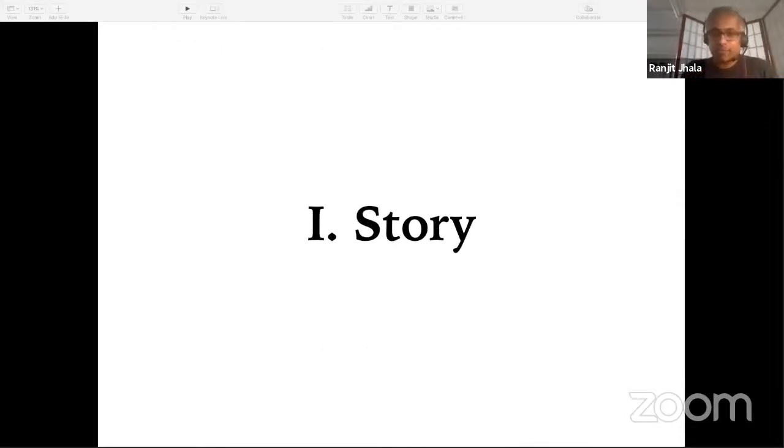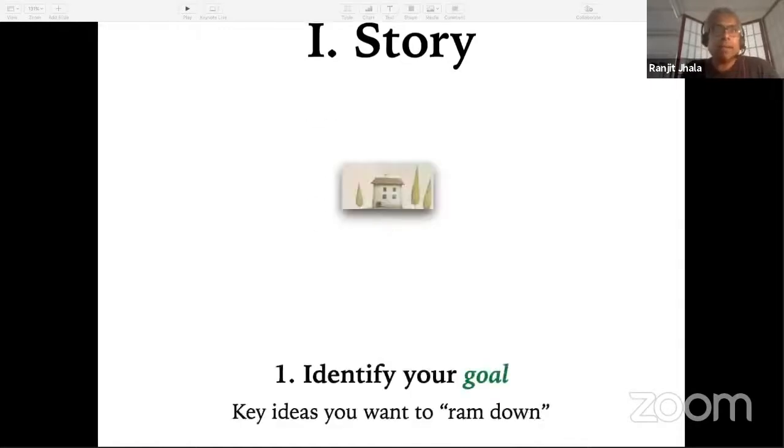As I said, we've sort of hinted at this already. The way you think of your story, the way you design your story, is you start by identifying your goal. So the goal is ultimately the key one or two or three ideas that you want to ram down, that you want to spread the wisdom about to your audience. So you start with this goal, which you can think of as this little house. That's where I want to go.